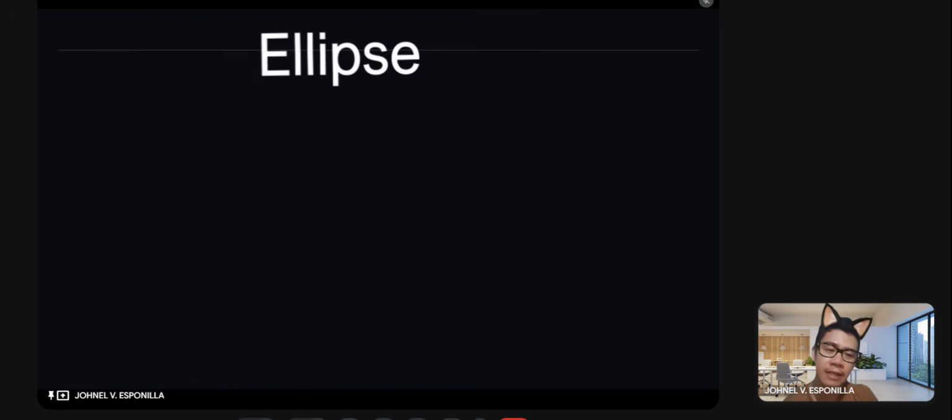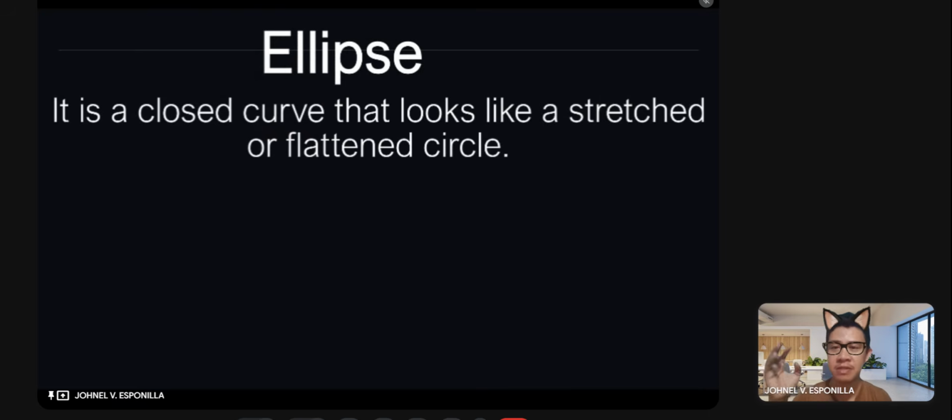When we say ellipse, it is a closed curve that looks like a stretched or flattened circle. So kung meron tayong rubber band, when we stretch that rubber band, that is ellipse. Yun po yung mukha ng ating ellipse. So para siyang oblong, okay? So in calculus, we call that oblong as ellipse.